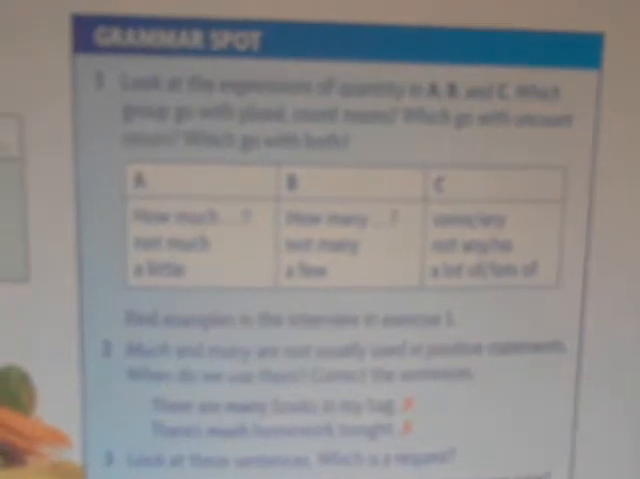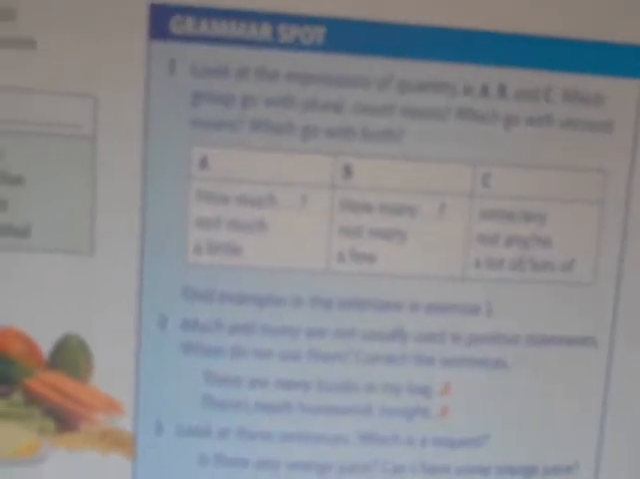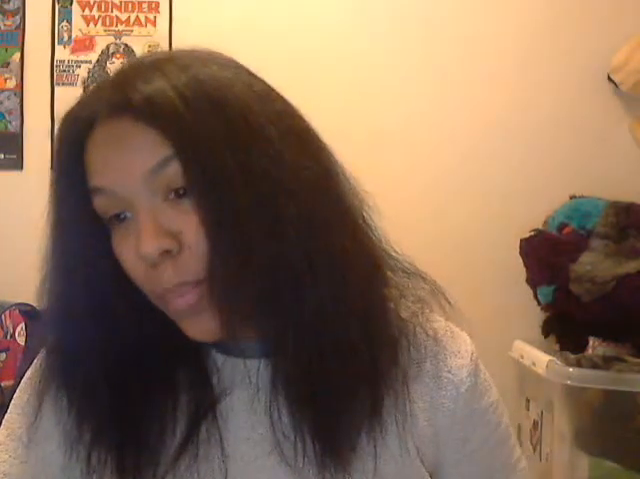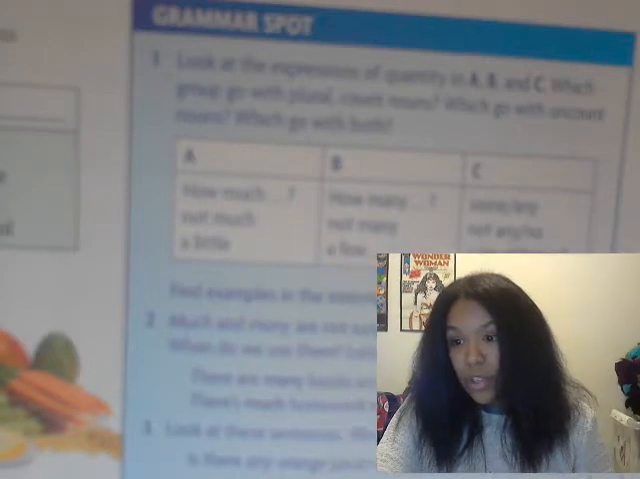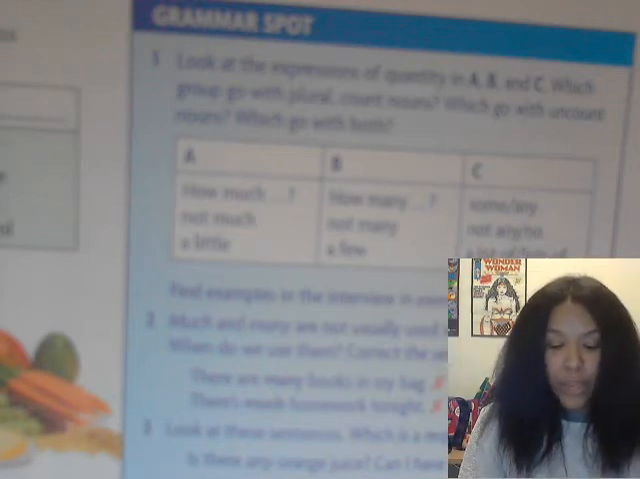So the next page, the grammar spot, is exactly about that. So that's the next grammar topic. Some, any, how much, how many, and it's something that everyone has studied at some point. If you come to this level of English, an upper intermediate or an advanced course, you have seen this before.